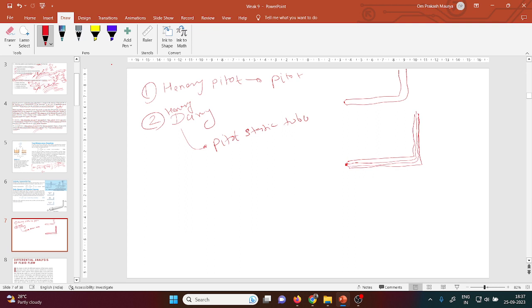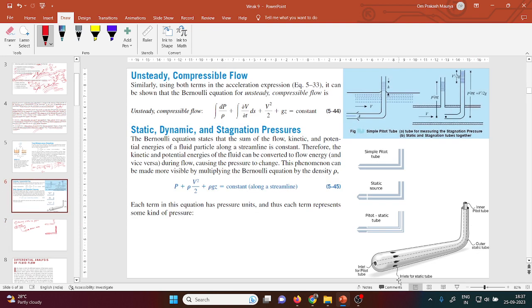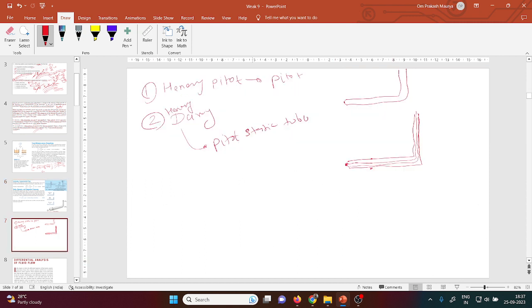Here there are perforated, that is small openings around the circumference. What you have seen here, this kind of thing is on the pitot static tube. This is given by Henry Darcy, and this is given by Pitot. It measures only what? Or the stagnation.